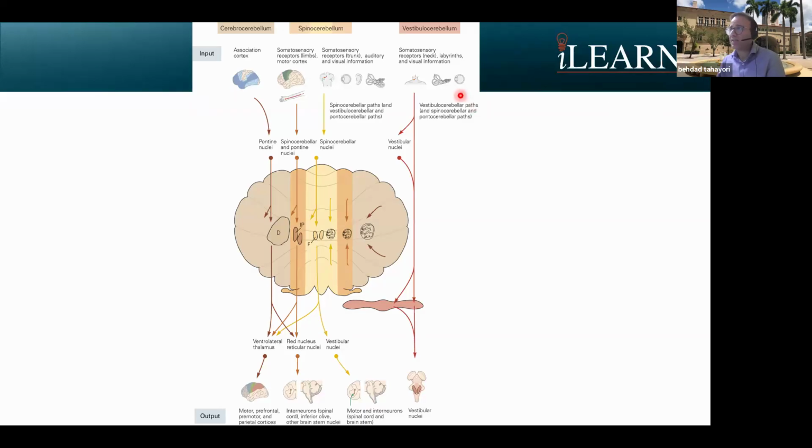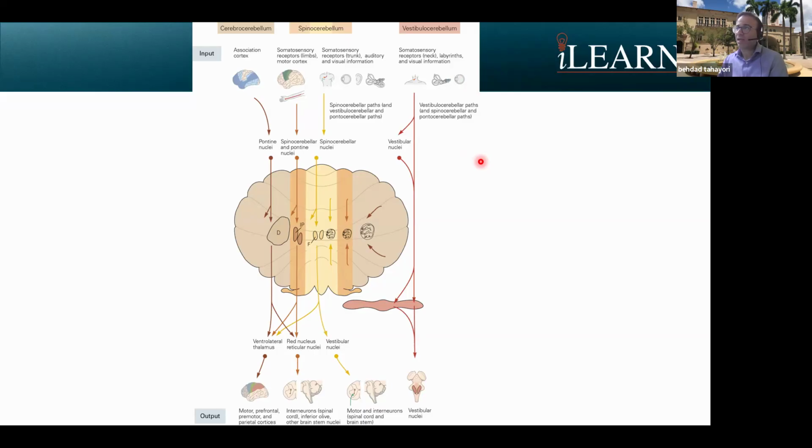You would see that if there is damage to the cerebellum, your patient might have problems with their eyes or movement of the eyes. All right, now this is one thing I wanted you to look at.